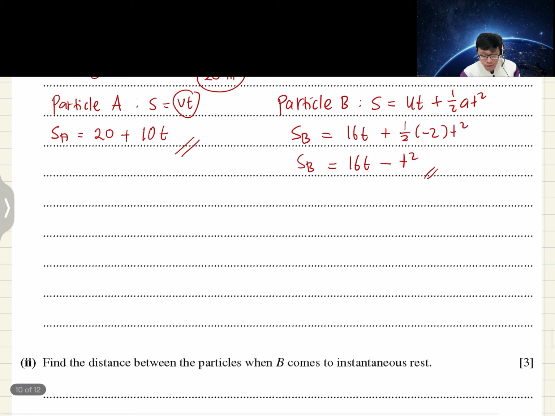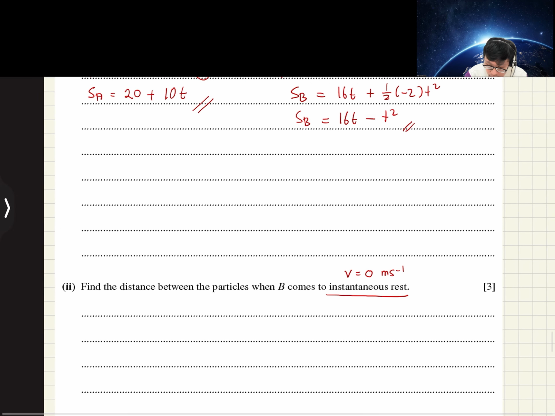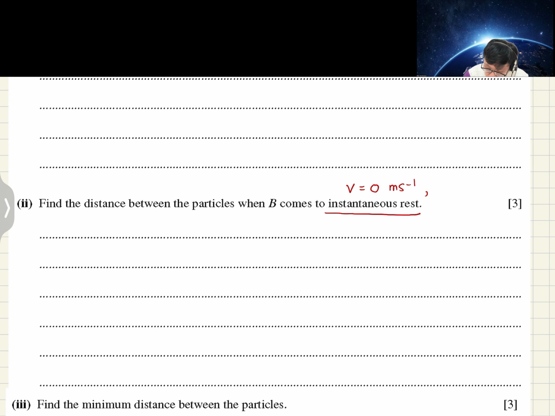Now, the second question: find the distance between the particles when B comes to instantaneous rest. It means that the final velocity is 0, because when it comes to rest, it's not moving. So V is 0. Let's write down what we know: V is 0, U is 16, and a is minus 2.